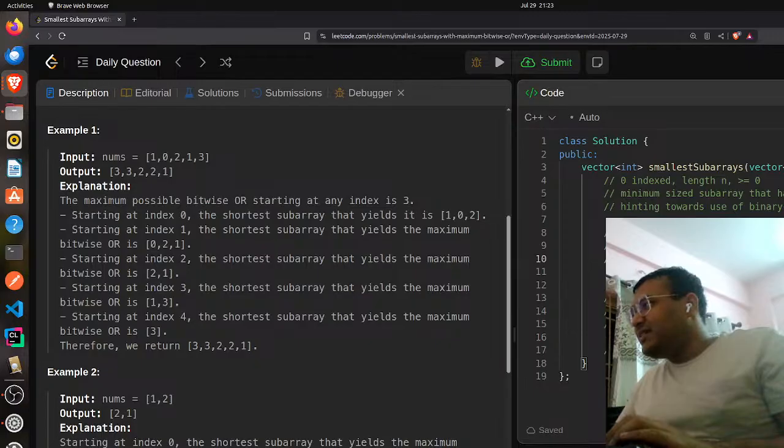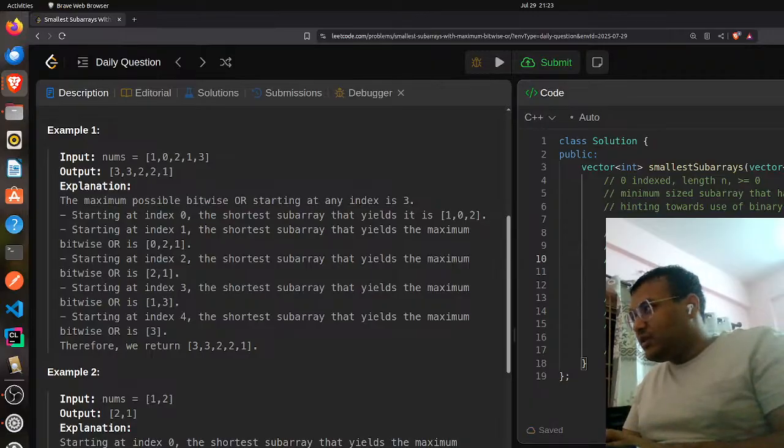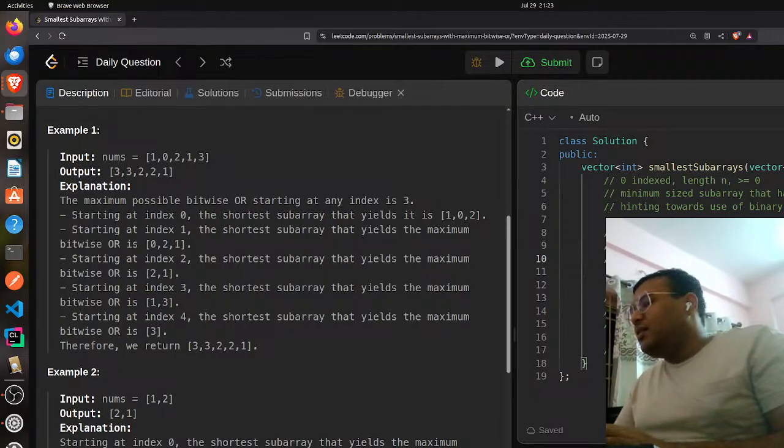One immediate thing we can observe is that for the last index, the answer would always be 1, because we cannot have an empty array. We will basically assume that the bitwise OR of a single integer is the integer itself. So in this case, the bitwise OR of 3 would be 3 and the answer would be 1. Now, for the other indices, the answer will be at least 1, but it can be 2, it can be 3 as well.